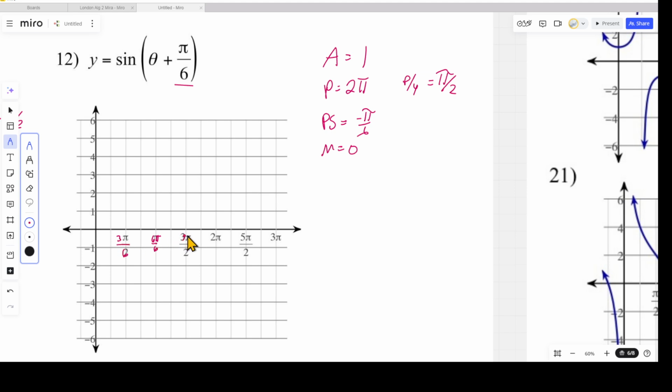3, 6, 9, 12, 15, 18. All right. I'm going to convert this and this and this into sixths.